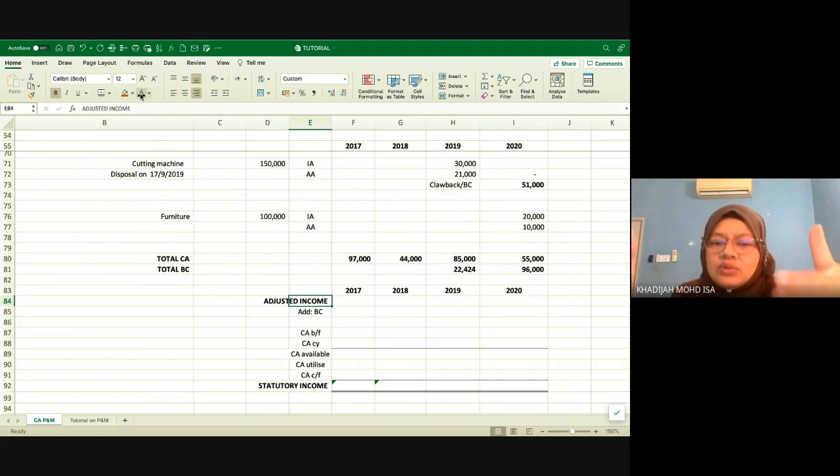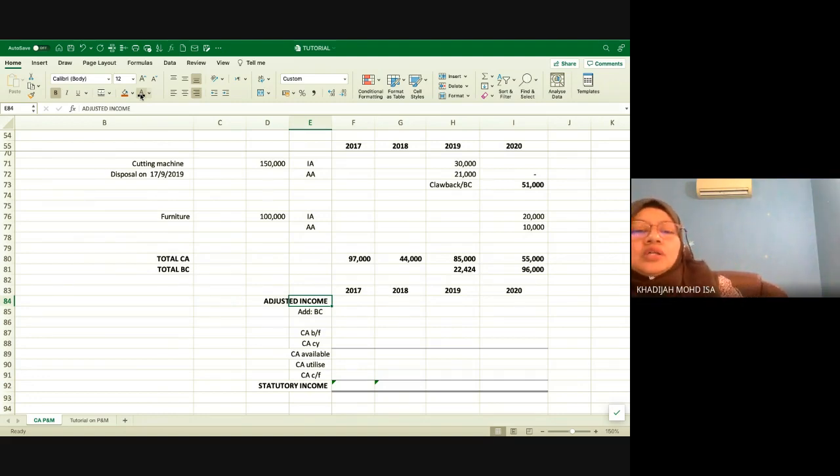So all these CA, 1, 2, 3, 4, 5, has to appear in your workings, because when you do your tax incentive later, you are required to compute the statutory income of a company given the CA. Then you have to work for 5 years, just like this format: 2017, 18, 19, 20, and 2021, 5 years. So when you do tax incentive, you have to do 5 years' computation, right?